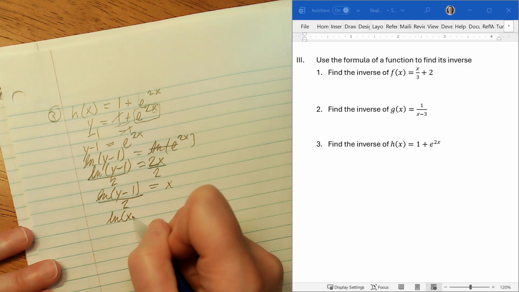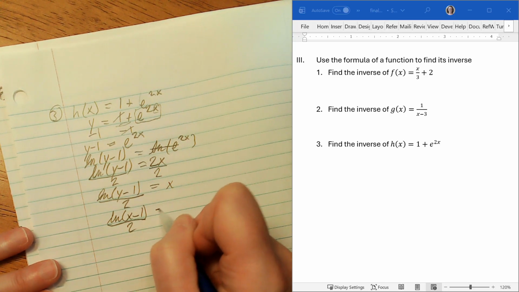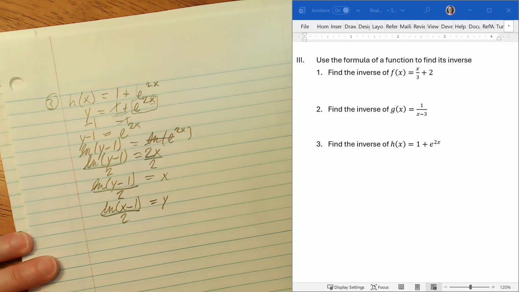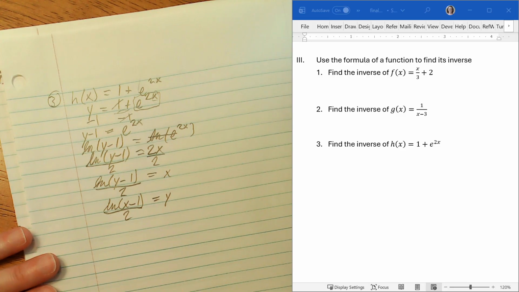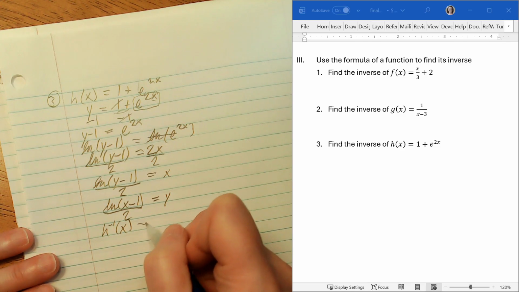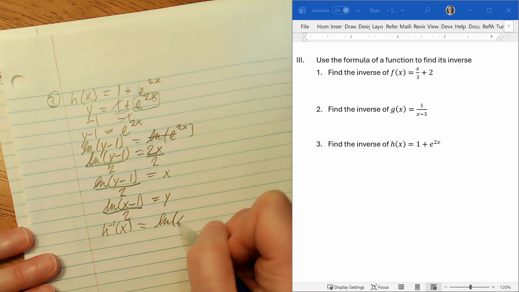So this is ln of x minus 1 over 2, and this is y. And then finally just name y as the inverse function h inverse of x. I'll do it on the left side this time since that's where people usually like it, though it doesn't really matter.